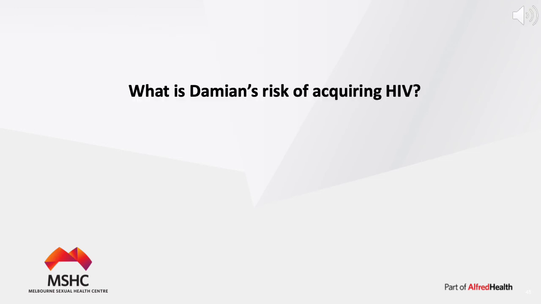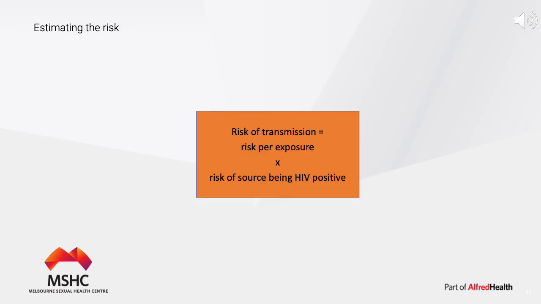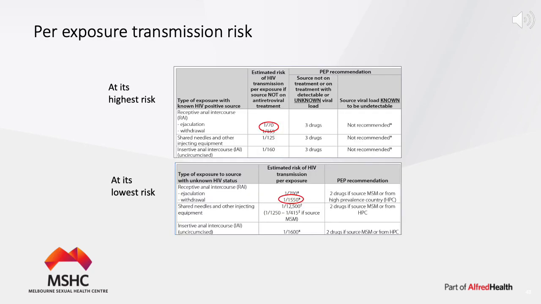So what is Damian's risk of acquiring HIV? We know that his risk of transmission is based on his risk per exposure. So his risk of having receptive anal sex and the risk of the source being HIV positive. There's a 10% seroprevalence of HIV in the MSM population, and his risk of exposure is based on the presence of receptive anal intercourse. If someone ejaculated inside his bottom, the risk is 1 in 70, if that person is already HIV positive. If the source is of unknown status and they withdrew from his bottom before he ejaculated, the chance is 1 in 1550. So his risk is anywhere between 1 in 70 and 1 in 1550.